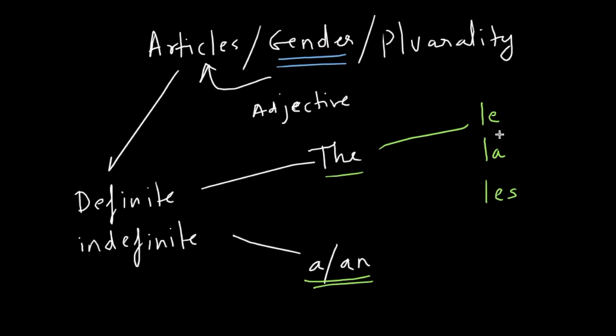Le for masculine singular, la for feminine singular, and les for masculine and feminine plural, both, right? The pronunciation: le, la, les. Don't pronounce the S. Le, la, les.